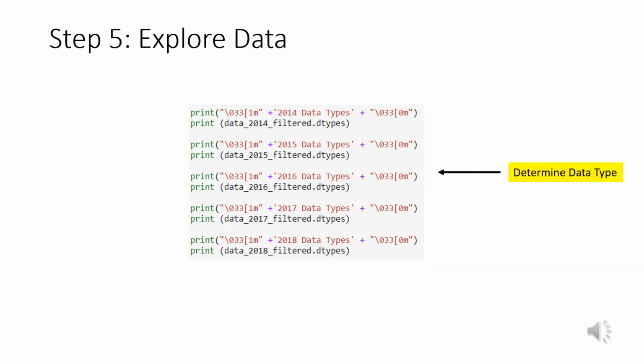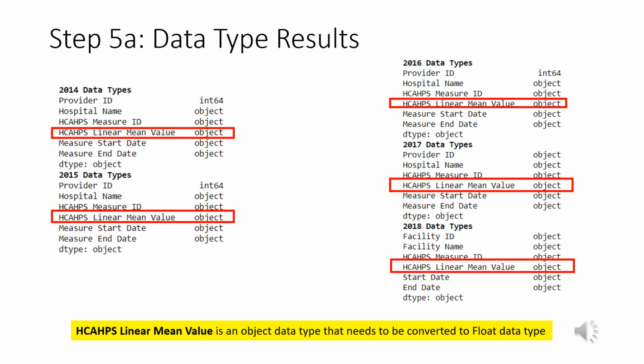We need to determine the data type from each of the data frames. For each of the 5 years, the data frames indicate that the HCAHPS linear mean value is of object data type. This needs to be converted to a float data type.